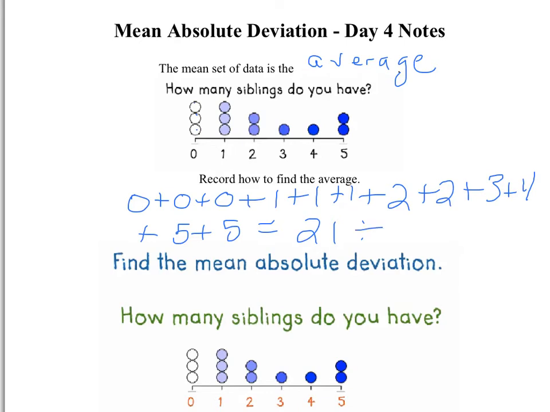And we're going to divide that total by the total number that there are. So we look at all these dots. There's 1 dot, 2 dots, 3, 4, 5, 6, 7, 8, 9, 10, 11, and 12. So we're going to divide this 21 by 12 to get an average, or mean. And it's 1.75. So that 1.75 is now going to get used to find the mean absolute deviation.